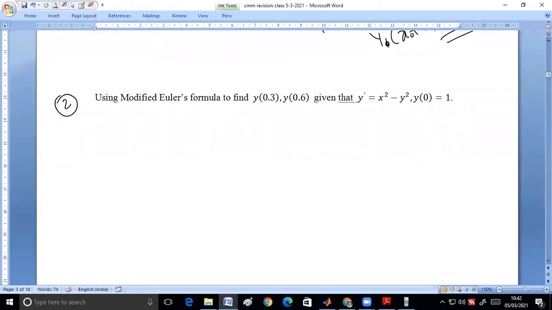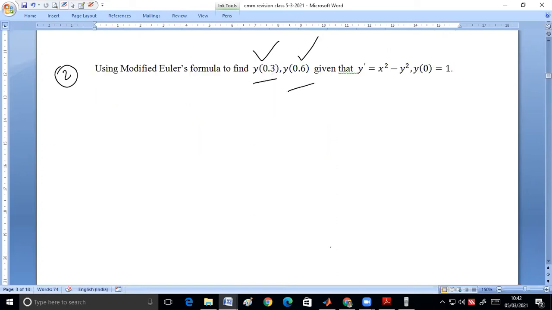Now try to understand. First we will find y of 0.3, later y of 0.6. So in step 1, we will find y of 0.3. In step 2, we will find y of 0.6. Now observe the solution. What is the methodology? First, f of x, y. What is the function? The right side function, dy by dx equals x square minus y square. Our function is x square minus y square.